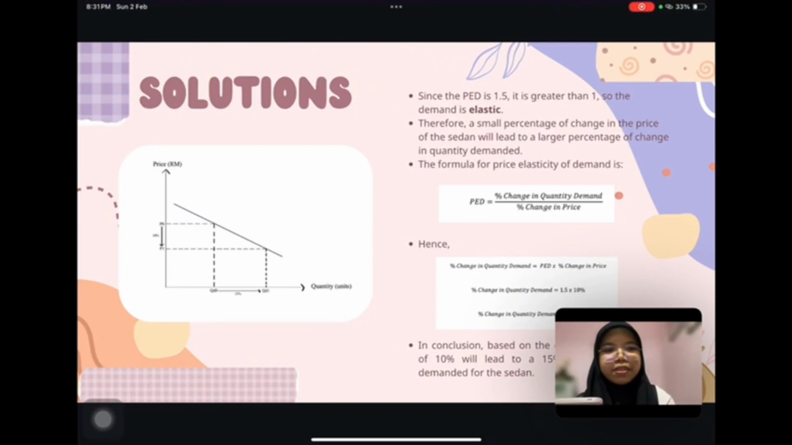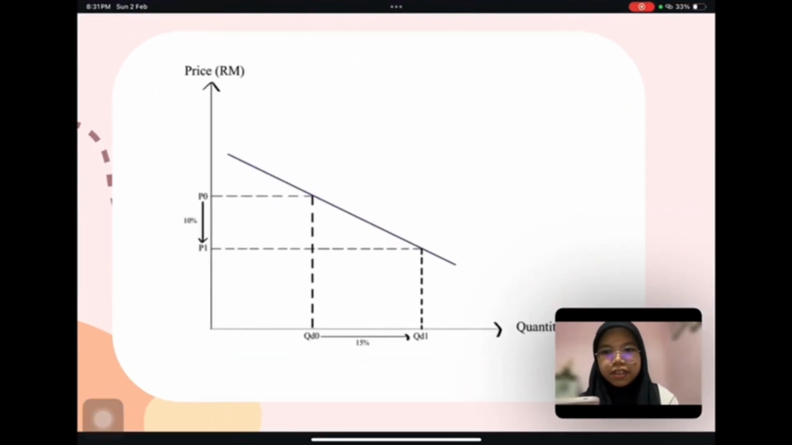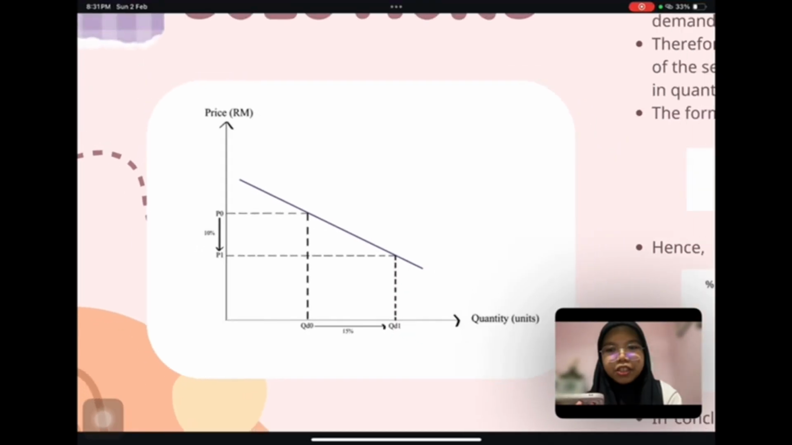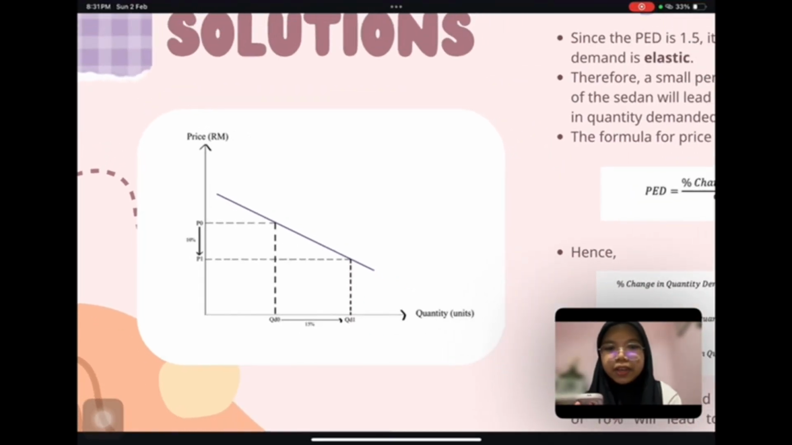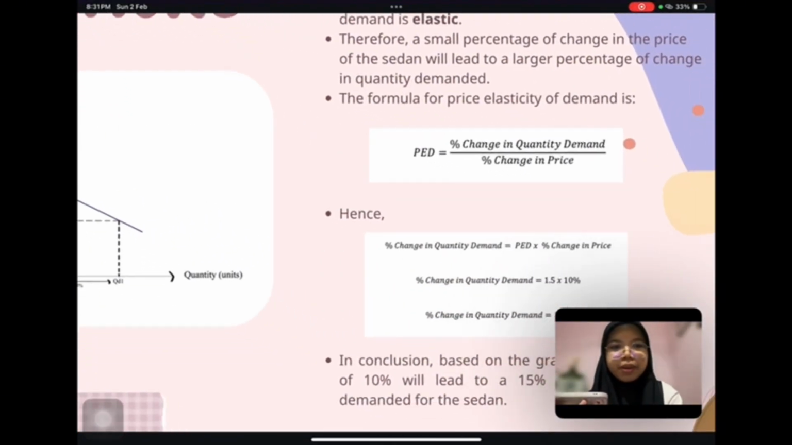Therefore, a small percentage of change in the price of the sedan will lead to a larger percentage of change in quantity demanded. As you can see from the graph, when the price drops from P0 to P1 as much as 10%, the quantity demanded will increase. So the formula for price elasticity of demand, just like just now, is PED equals percentage of change in quantity demand over percentage of change in price.